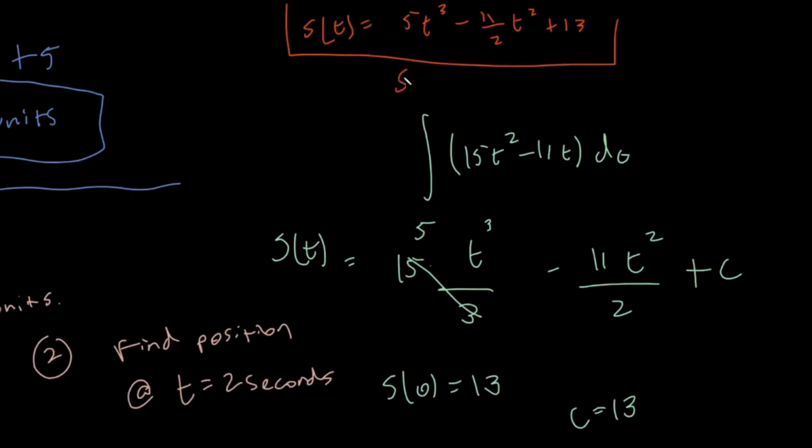So S of 2 would be 5 times 2 cubed, that's 5 times 8, minus 11 halves times 4 plus 13. It's 40 minus 22, so that's 18 plus 13 is 31. So S of 2 is 31 units. Let me check my arithmetic there again. 40 minus 22, 18 plus 13, yeah, 31. I think I'm still half asleep, y'all.